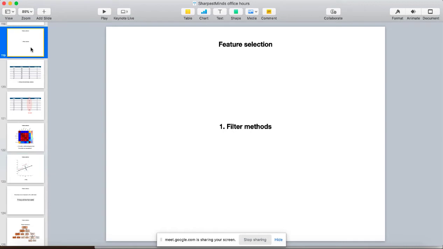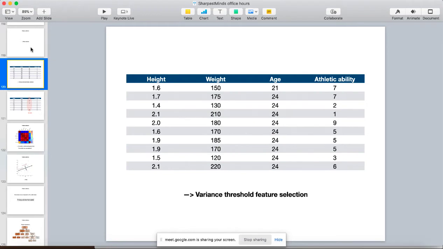Let's start with some naive strategies for feature selection. One that basically everybody knows about, but doesn't give themselves credit for knowing, is the idea of variance threshold feature selection. You all kind of implicitly know it when you see it. Here's an example of a data set that contains what seems to be a redundant column.